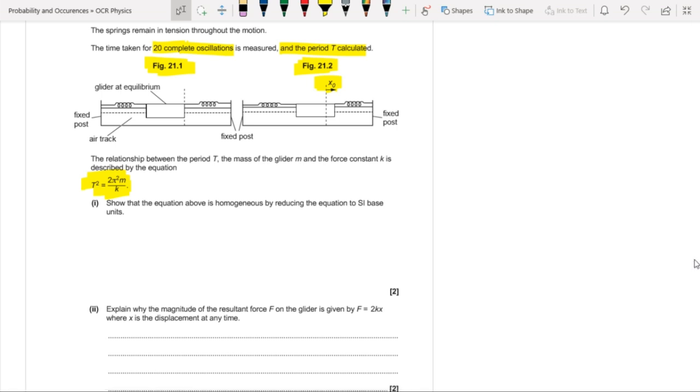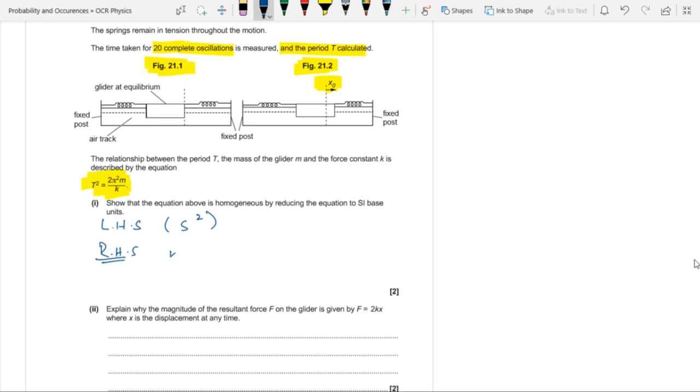A homogeneous equation is one which is consistent in terms of units on both sides. So we just need to reduce the equation on the left hand side and the right hand side to SI base units and prove that the equation is homogeneous. All right. So the left hand side of the equation is quite obvious. It's a time period, and we know that the SI unit is the second. So the left hand side unit is second squared. Right hand side, 2 pi squared is a constant, m is the mass and k is the constant.